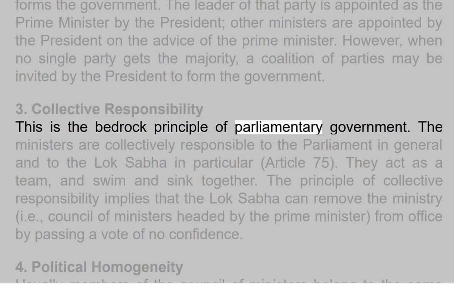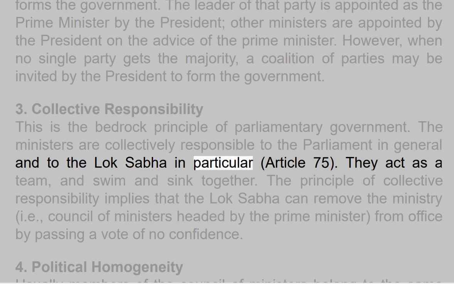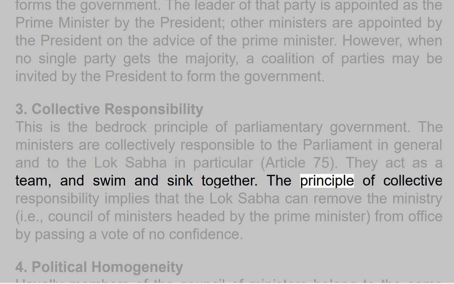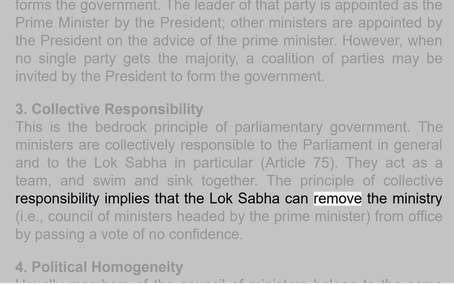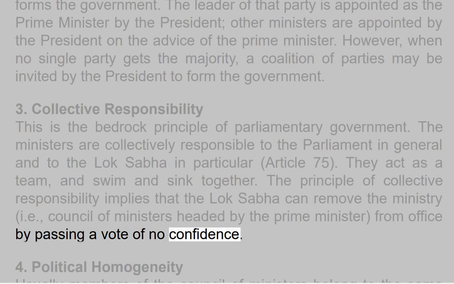3. Collective responsibility. This is the bedrock principle of parliamentary government. The ministers are collectively responsible to the Parliament in general and to the Lok Sabha in particular, Article 75. They act as a team and swim and sink together. The principle of collective responsibility implies that the Lok Sabha can remove the ministry, i.e., Council of Ministers headed by the Prime Minister, from office by passing a vote of no confidence.